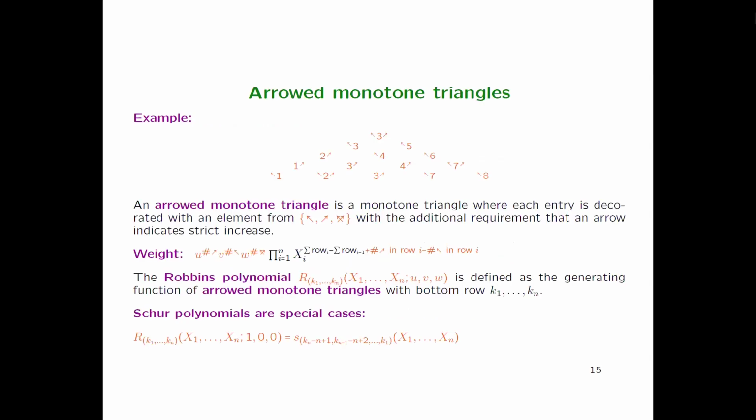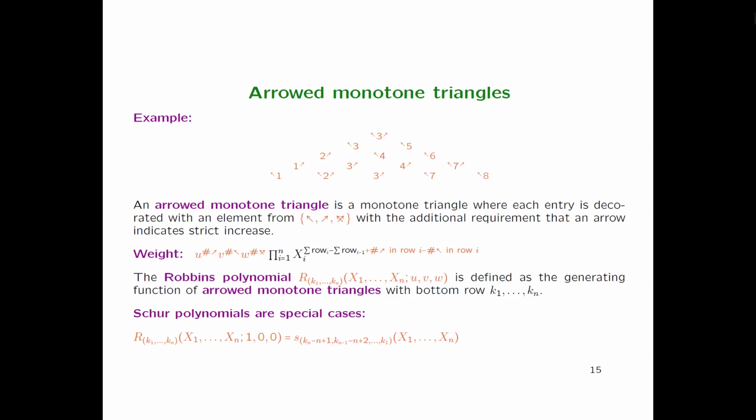I show you this combinatorial interpretation. And it's actually quite easy. So you just need to decorate your monotone triangles. So up here, you can see an example. So if you forget about these arrows here, then this is just a monotone triangle. And now the rule is that you decorate each entry either with an arrow to the left, to the right, or with a double arrow. And I indicate the double arrow in my example by 2 arrows on the left and on the right.